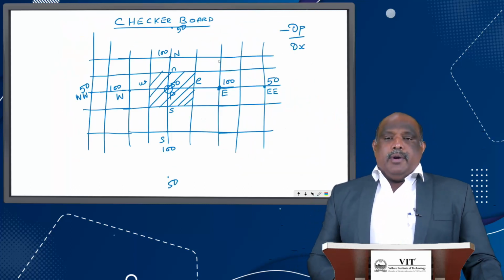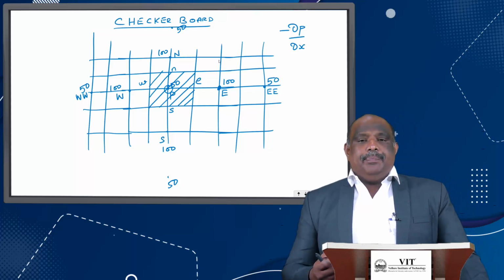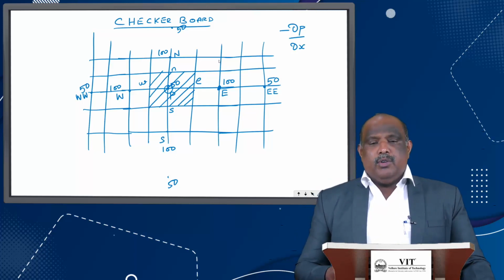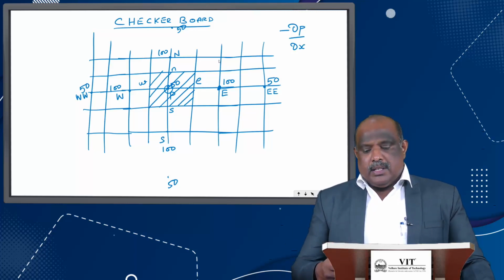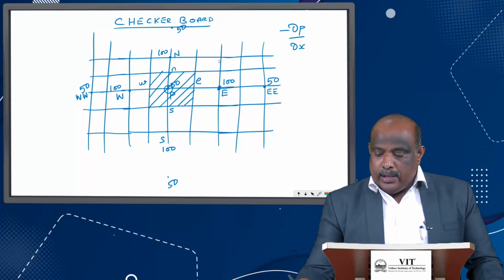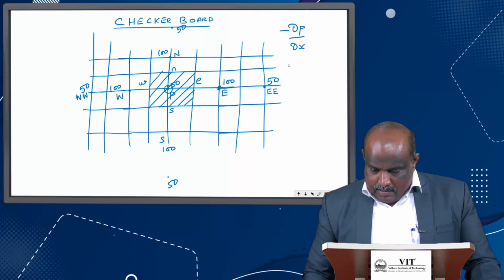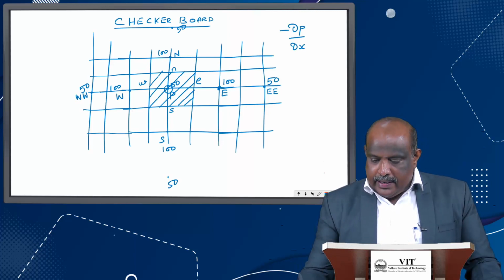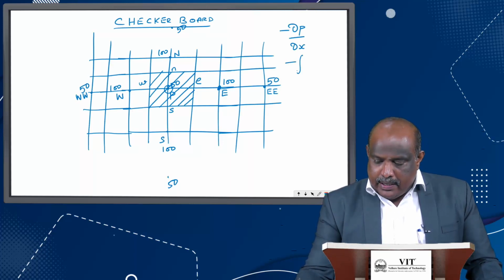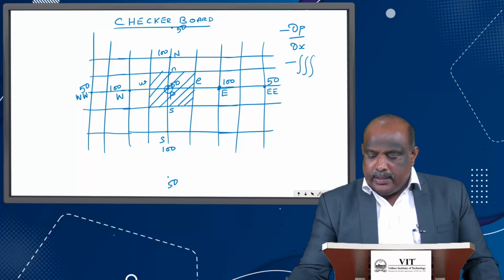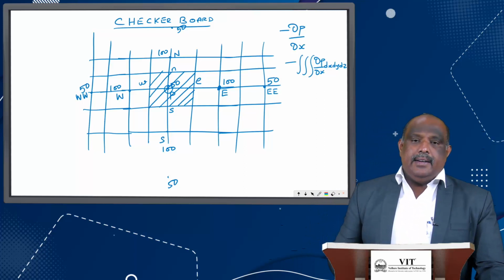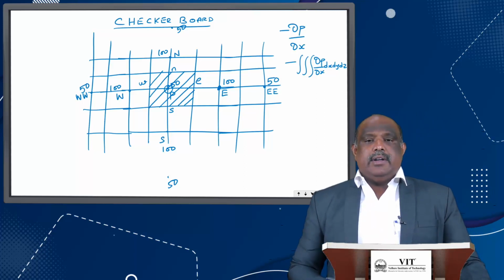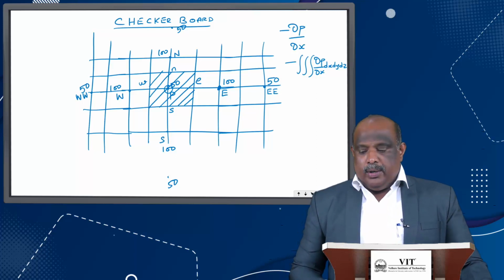Now let us try to find the value of dou P by dou X, and I am going to apply the finite volume method. So when I go for the finite volume method, I want to integrate with respect to the triple volume, because I am going to consider this as a three-dimensional flow. So I am going to take the triple integral of minus dou P by dou X dx dy dz. You can take the minus inside or outside, nothing wrong in that. So I am going to integrate minus dou P by dou X with respect to dx dy dz, because of the control volume.